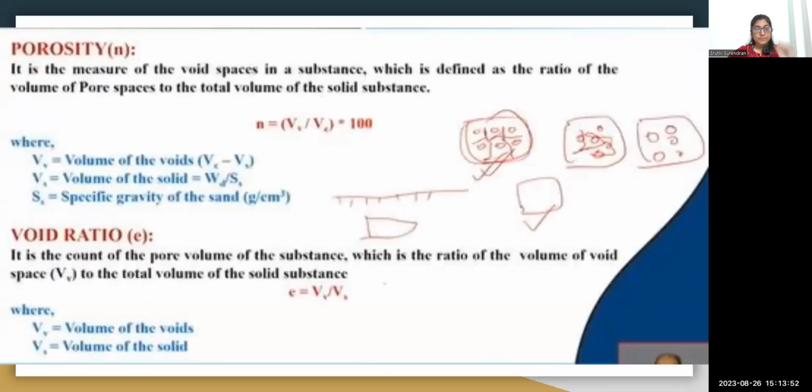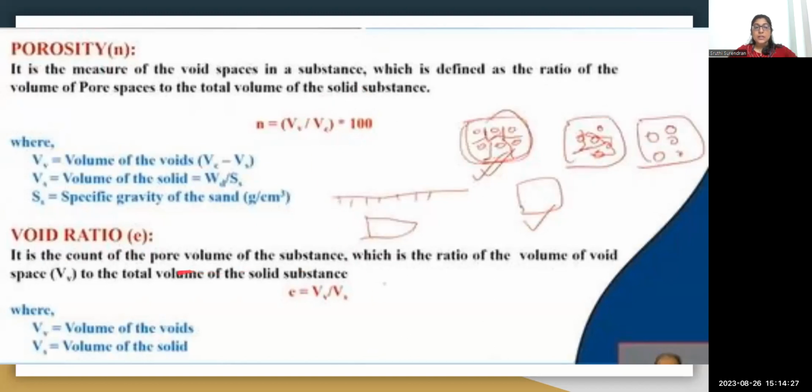As you can see here, porosity is the measure of the void spaces in a substance, which is defined as the ratio of the volume of the pore spaces in the soil material to the total volume of the solid substance. Now, the total volume will consist of the volume of the solid particles as well as the volume of the pores. A ratio of this expressed in percentage is called the porosity.